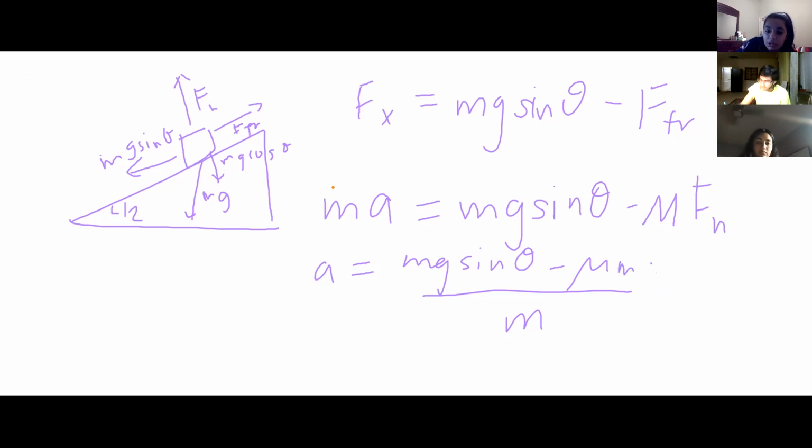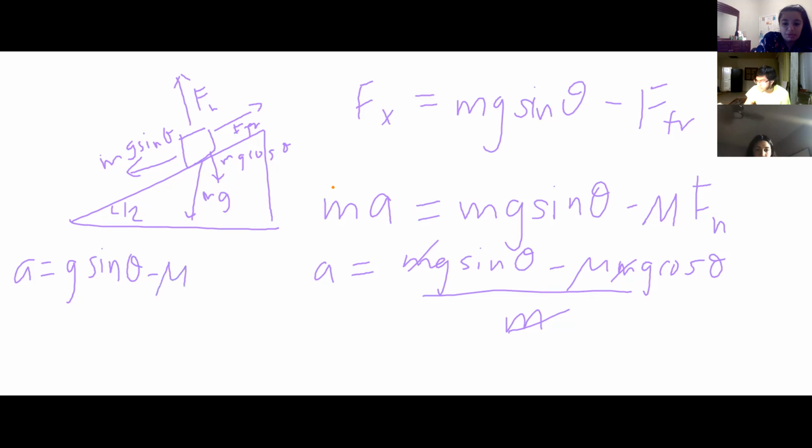Okay, mg cos theta. Yep. All right, so then m. So then we have a equals g. Oh, what was that? What was that, Aleena? Okay. My hand keeps touching the mouse pad. A equals g sine theta minus mu g cos theta. Right? Okay.